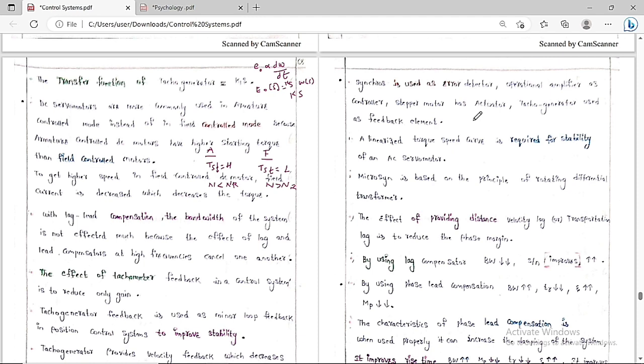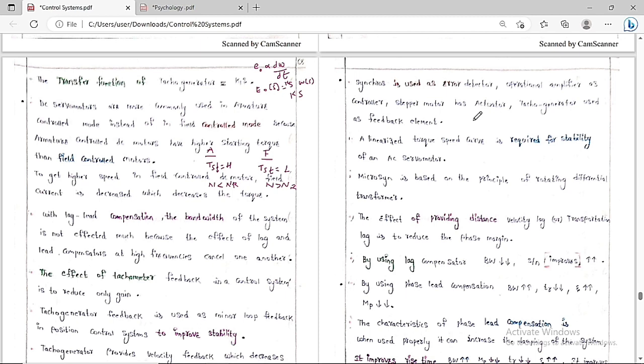The next point is: the effect of providing distance velocity lag or transportation lag is to reduce the phase margin. So we can say the effect of providing distance velocity lag or transportation lag is basically to reduce the phase margin.